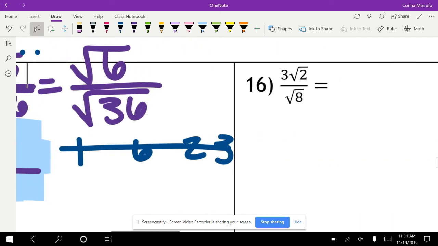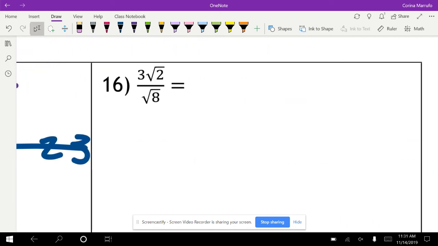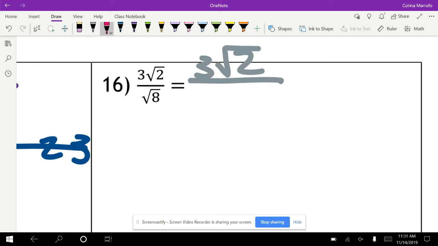All right, number 16. We have 3 times the square root of 2 over the square root of 8. So the 3 times the square root of 2 we cannot simplify. We're going to have to leave it as is. But the square root of 8, we can break that down. The two numbers that give us 8 are 4 times 2, and 4 is a perfect square.